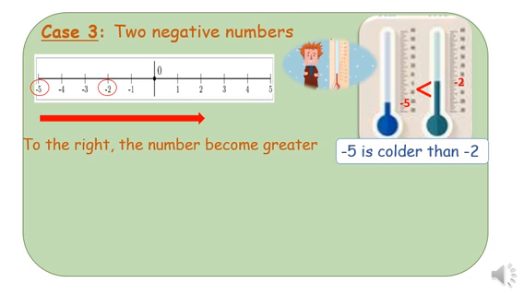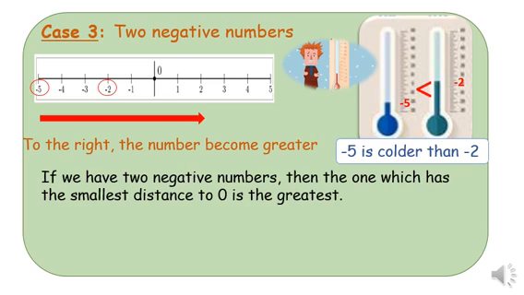But here is a rule. If we have two negative numbers, then the one which has the smallest distance to 0 is the greatest. It is the inverse to the positive numbers. If the number has the smallest distance, so it is the greatest.